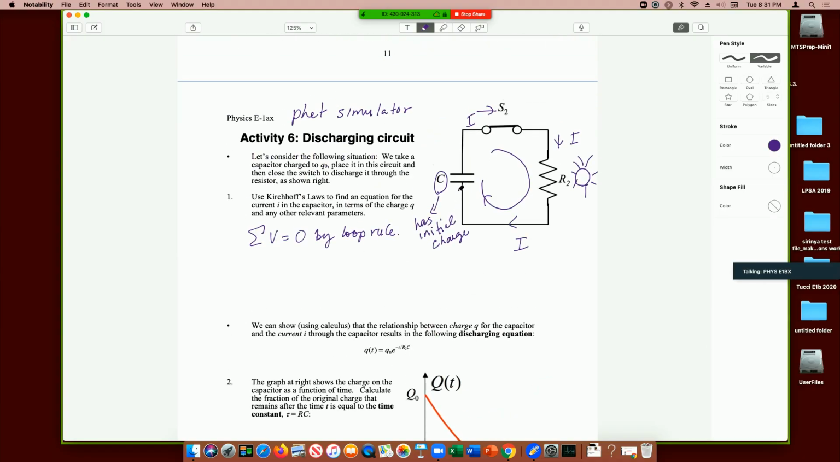Okay, so across this component, the potential drop is going to be negative Q over C. And this switch is just a switch. Just think of it as a straight wire, so there's no potential change. What about through the resistor? Minus I times R2 equals 0. So I, therefore, equals negative Q over C times R2, right? Just rearranging that equation.